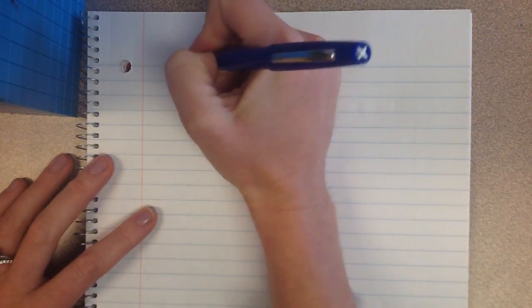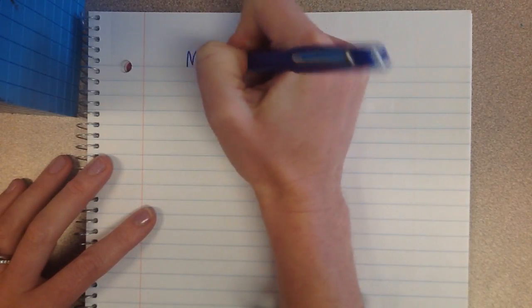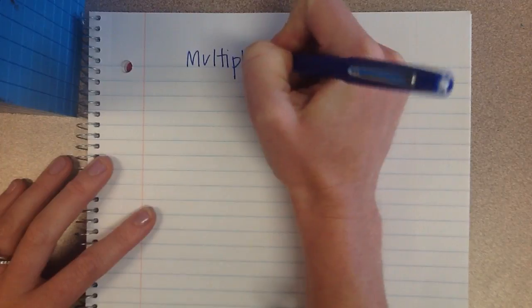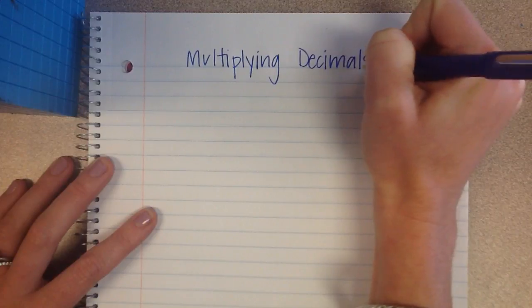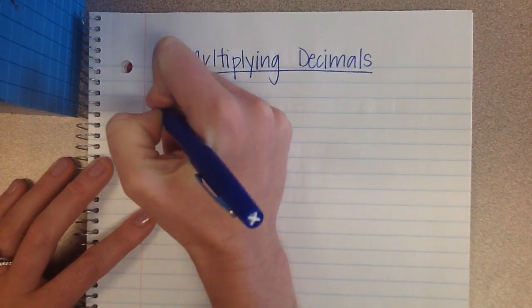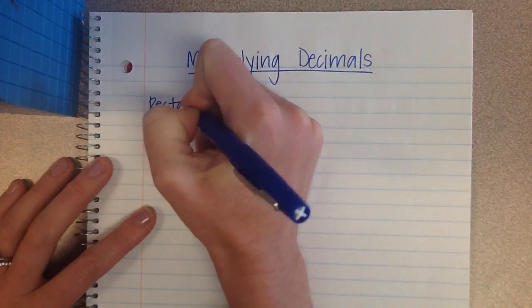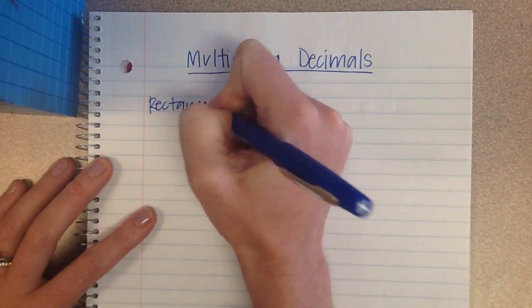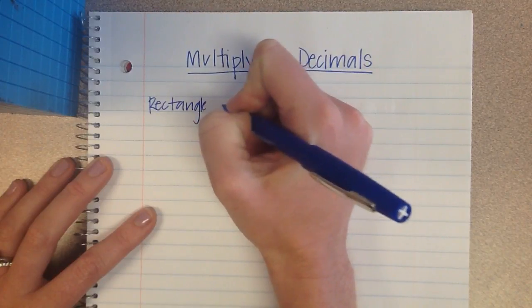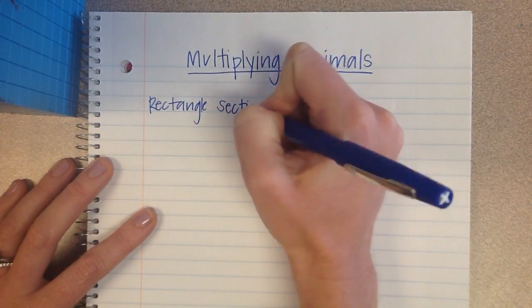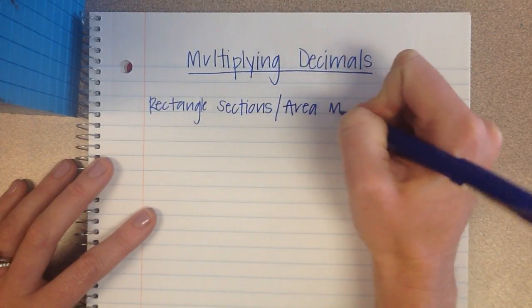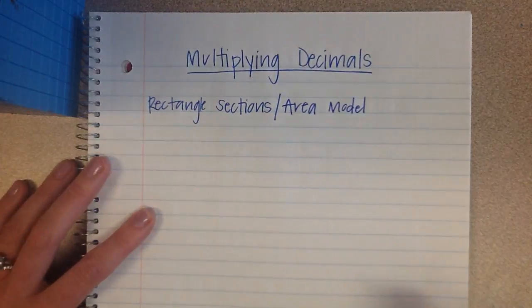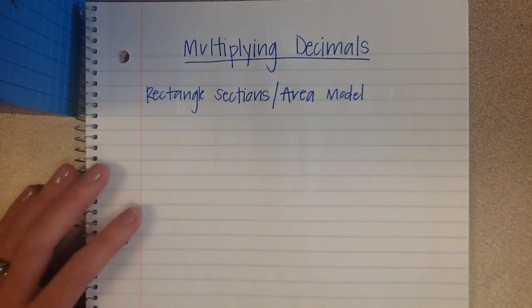Okay, today we're going to learn how to multiply decimals using rectangle sections. So multiplying decimals, and then today's method is rectangle sections, or area model. You'll hear me use these words interchangeably.